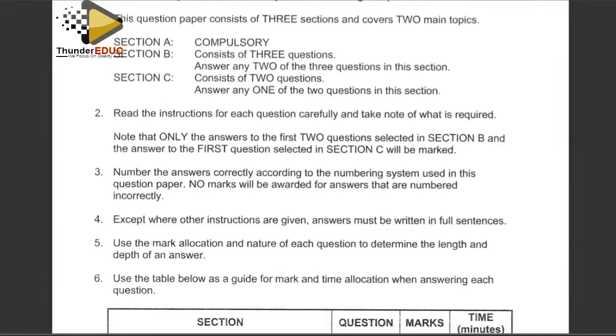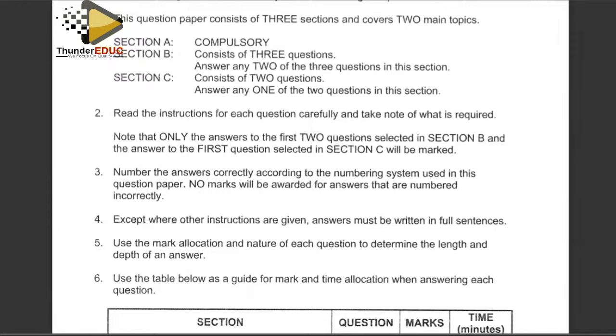Okay, right. So now moving on to the next instruction, read the instructions for each question carefully and take note of what is required. Note that only the answers to the first 2 questions selected in section B and the answer to the first question selected in section C will be marked. So now, instruction number 3, number the answers correctly according to the numbering system used in this question paper. Also, no marks will be awarded for answers that are numbered incorrectly.